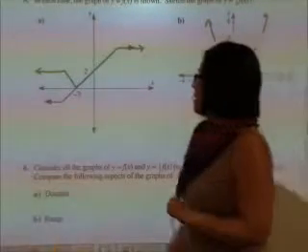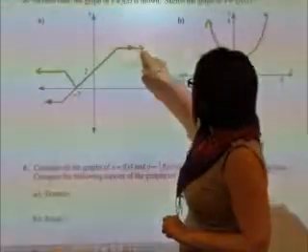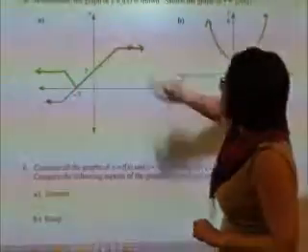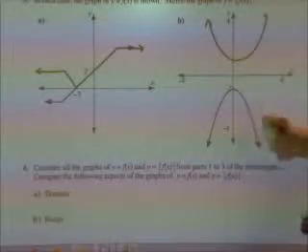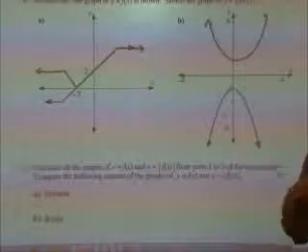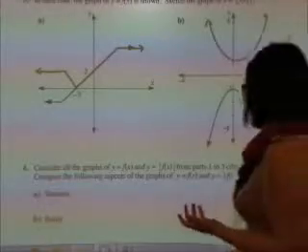So the last question says, consider all the graphs that we've done in parts 1 to 3 of the investigation. Compare the following aspects of the f of x function to the absolute value of f of x. Domain. What can you tell me about the domain of the original function and the domain of the new function? Domain being my x values. Do they change or do they stay the same? They would stay the same.